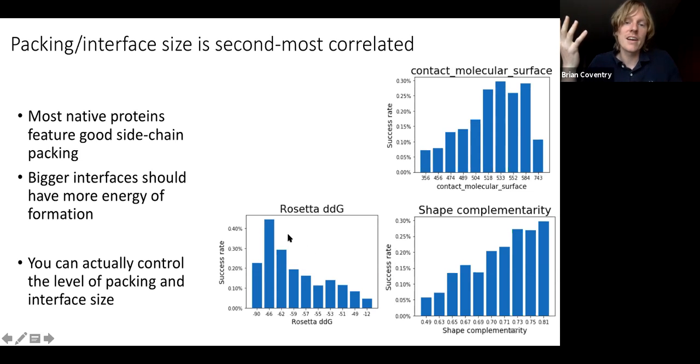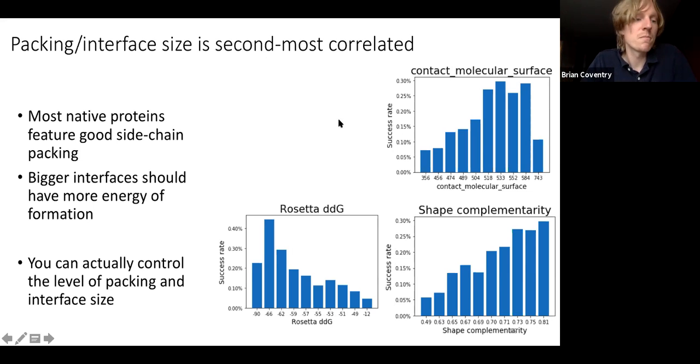Rosetta's predicted binding energy correlates as well. And so, I mean, again, these are all things you expect. It's nice to see that the data holds up to what you're expecting. It doesn't always. For instance, if instead you just use solvent accessible surface area, this correlation doesn't hold at all, because solvent accessible surface area is not a very robust metric.